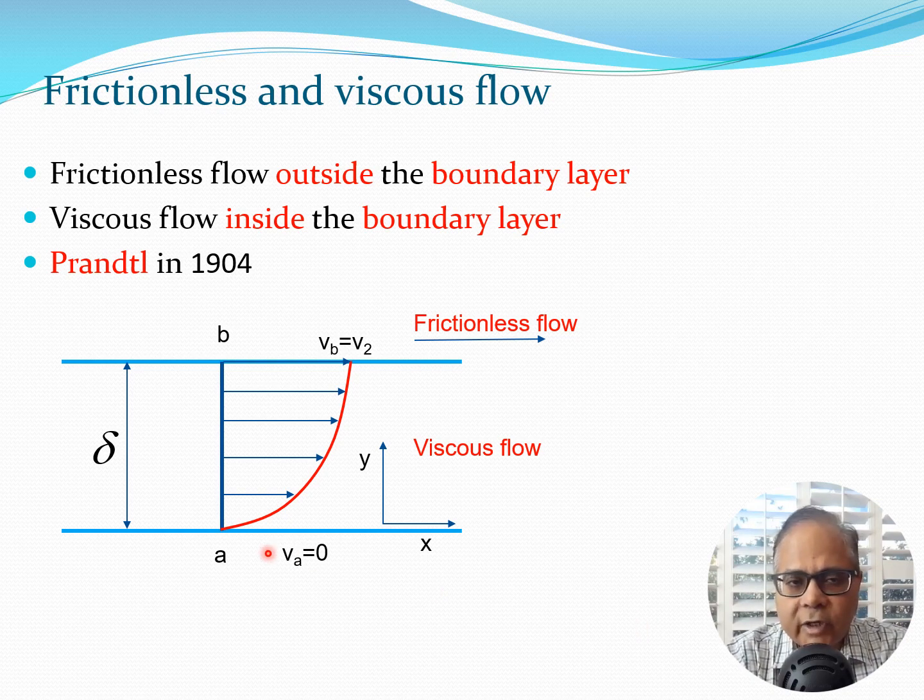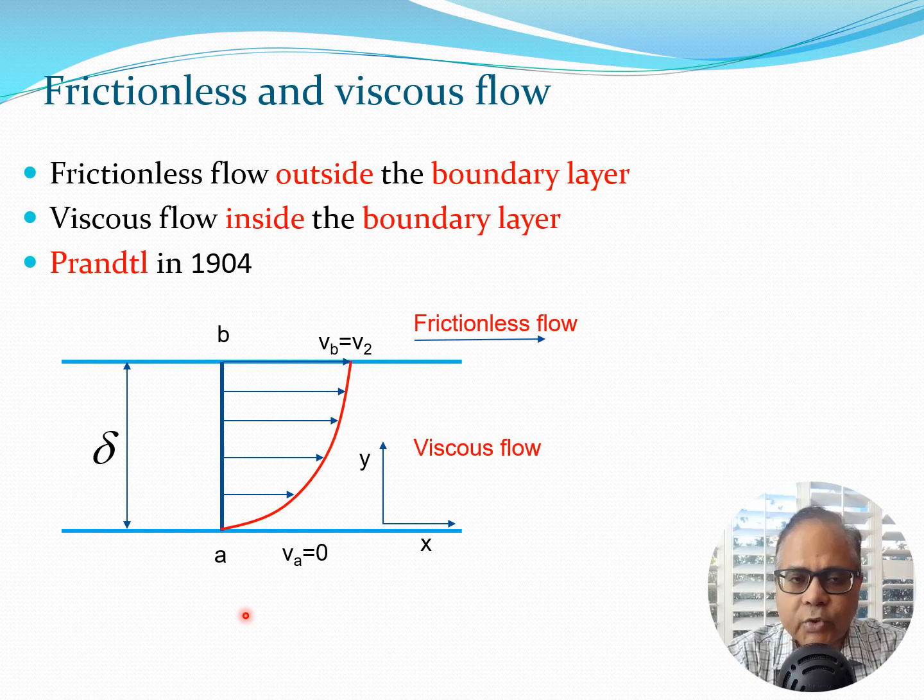So inside the boundary layer you are going to get viscous flow, and the boundary layer again looks like this. This has been shown in an exaggerated form. So the boundary layer has thickness delta. It goes from point A to B. At point A velocity is 0. At point B velocity is V2, which is the velocity corresponding to the frictionless flow value, and the profile of the boundary layer is something like this. So it slowly goes up and it's in the shape of a parabola.